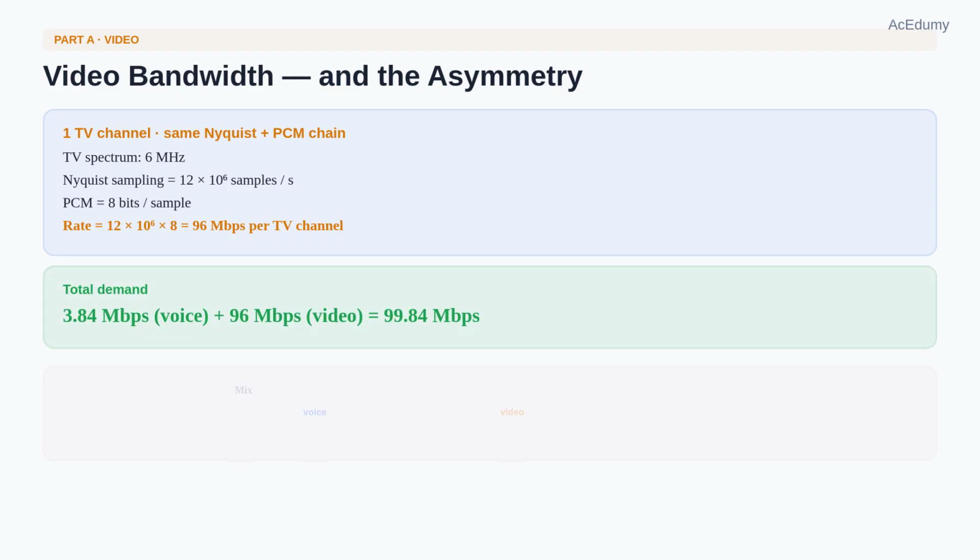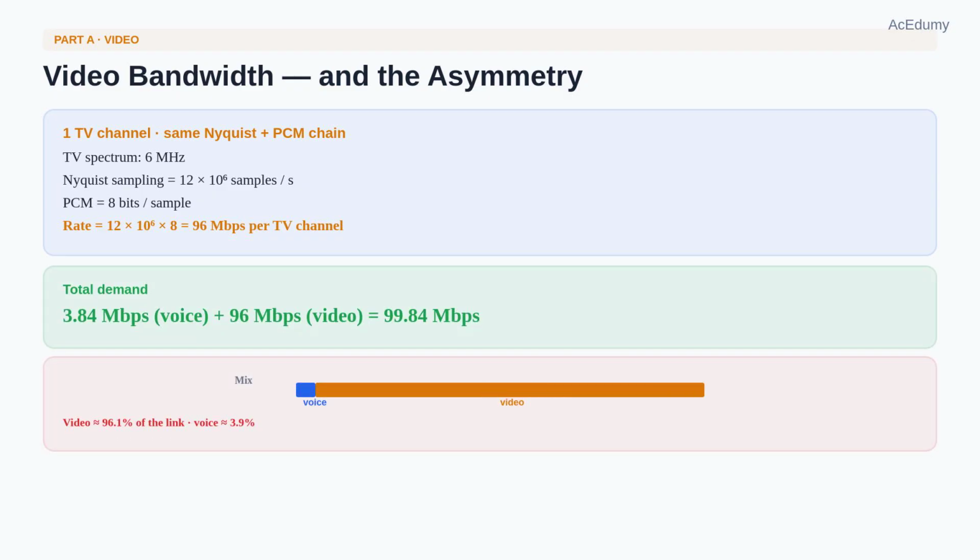Part A continued. Second stream, video. One analog television channel occupies 6 MHz of bandwidth. Apply Nyquist. Sample at twice that, so 12 million samples per second. PCM coding at 8 bits per sample gives 96 megabits per second per television channel. If the receiver needs 10-bit quantization for higher quality, the rate climbs to 120 megabits per second. But for this problem, we use the standard 8-bit value, 96 megabits per second.